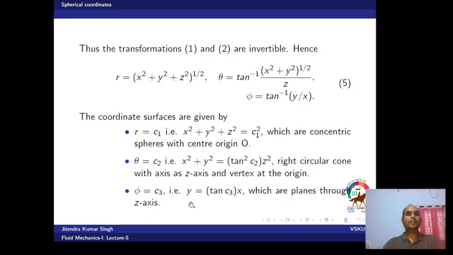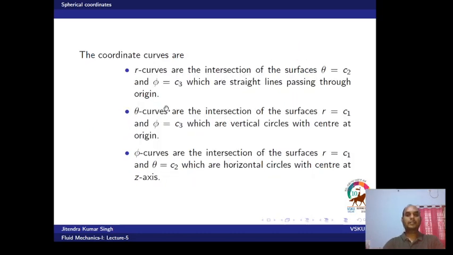Now we shall find the coordinate curves. The u1 curve means the r curve. The r curve is the intersection of theta is equal to c2 and phi is equal to c3, which means it is the intersection of right circular cones with axis as z axis and vertex at origin with the planes through the z axis. So we get straight lines passing through the origin.